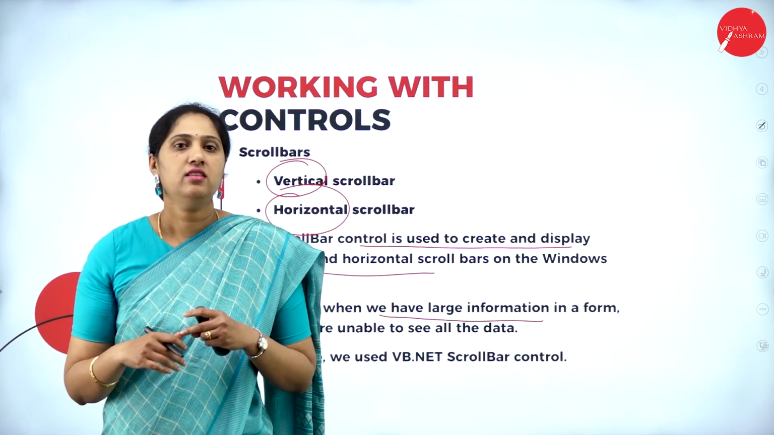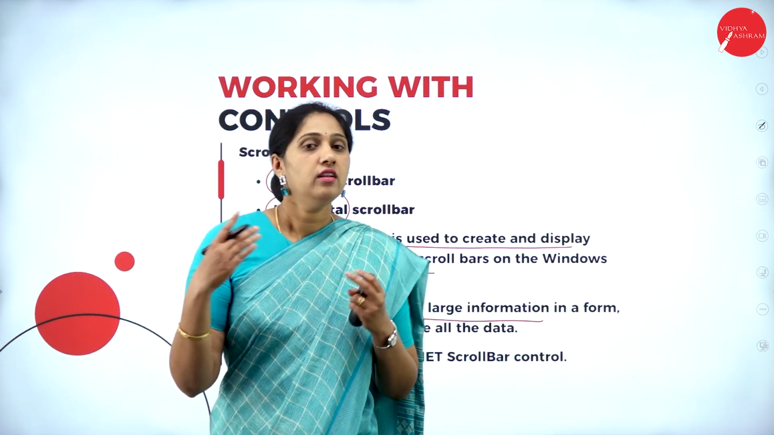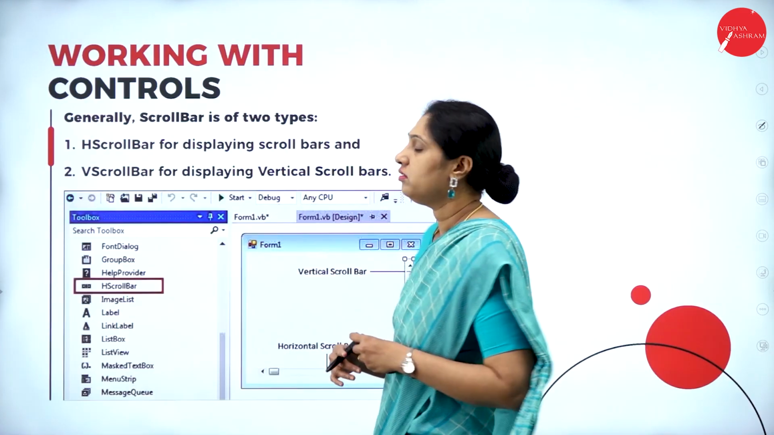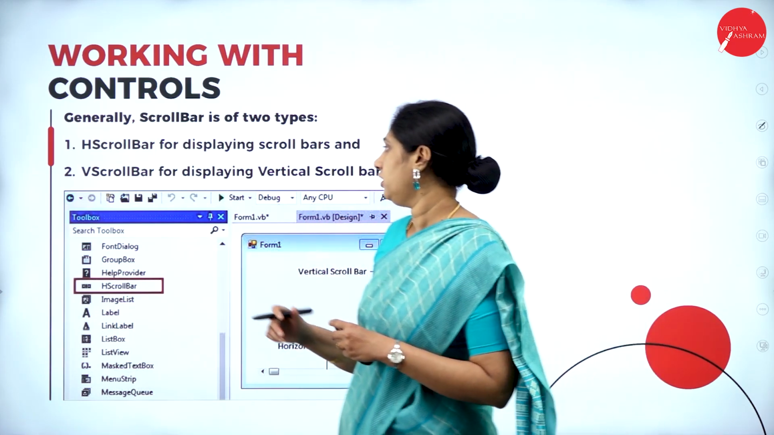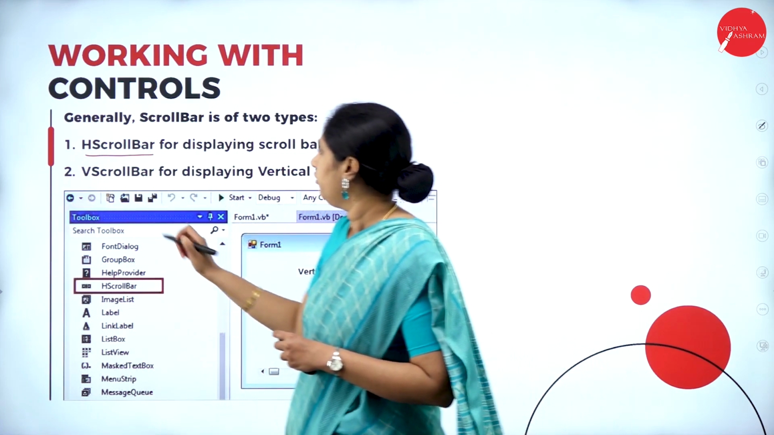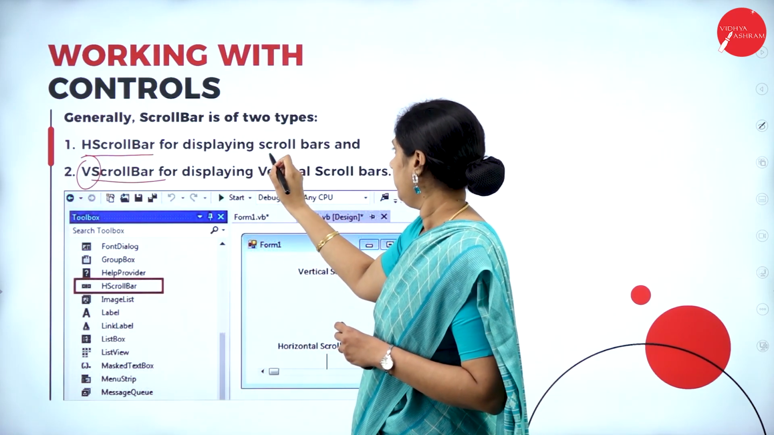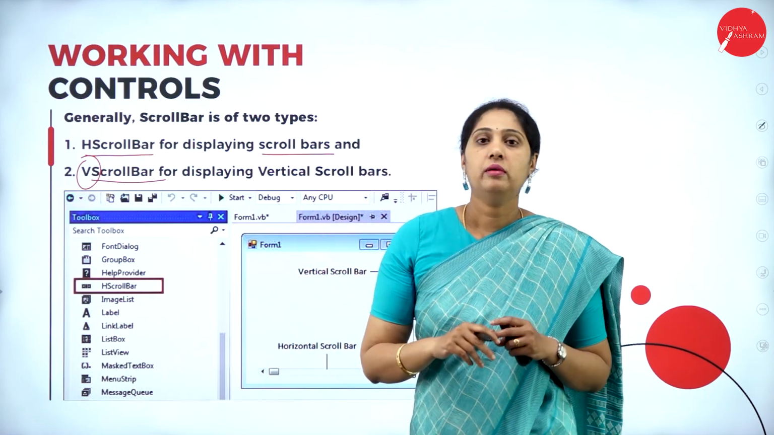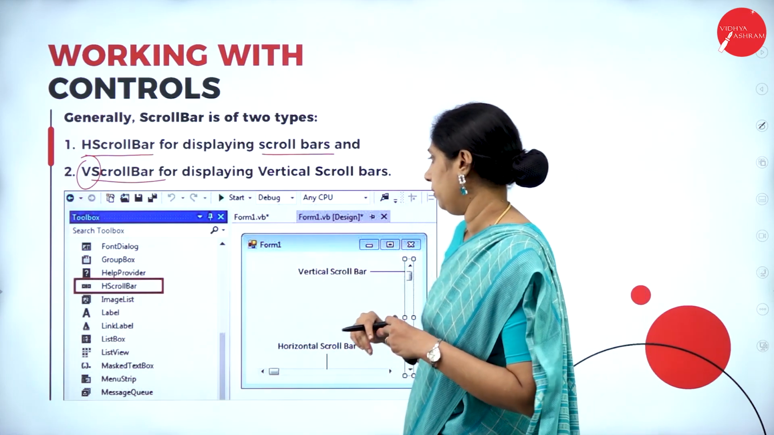For 2 to 3 lines, no scroll bar will be available, right? So we can see information directly. So whenever the content is large, we will go for a scroll bar. So what are the scroll bars we discussed? That is horizontal scroll bar and vertical scroll bar. So if it is H, then it's horizontal. If it is V, it is vertical. So H scroll bar is used for displaying this horizontal scroll bar, and V scroll bar is used to display vertical scroll bar.